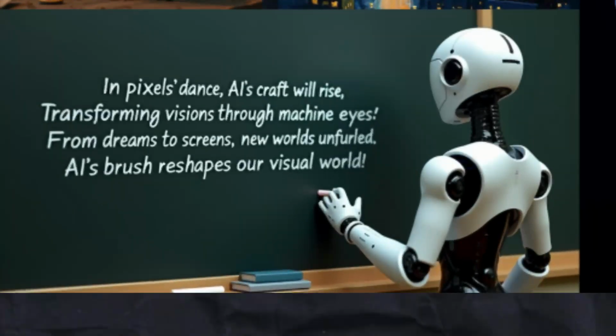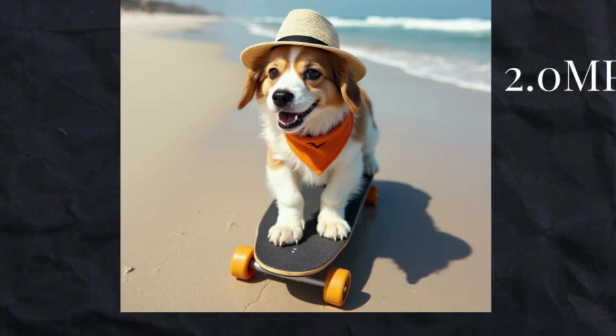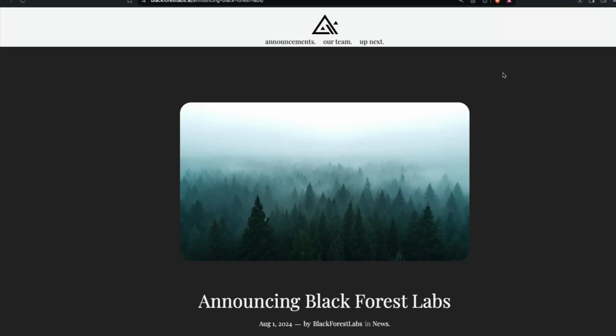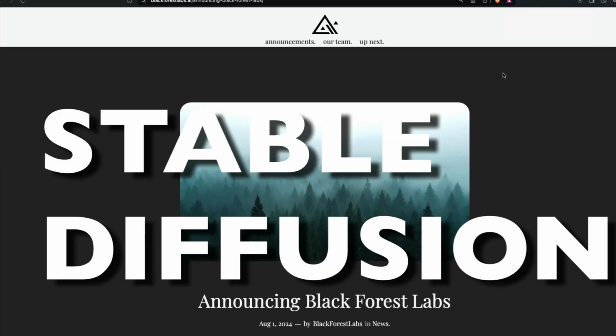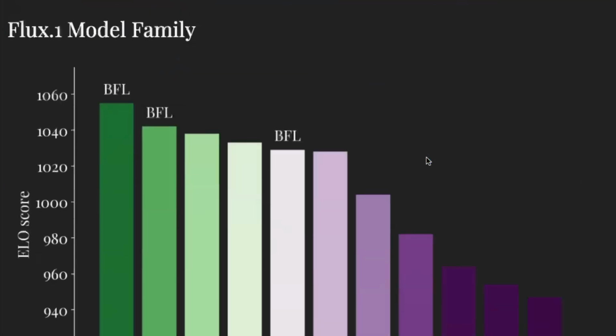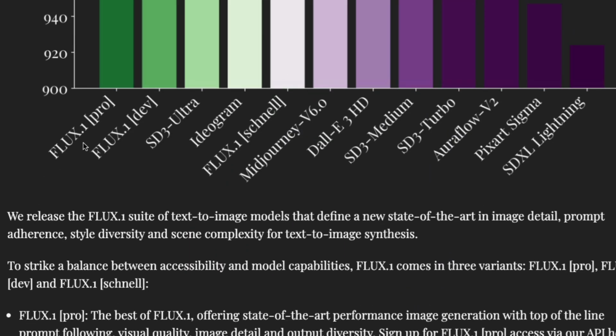A new text-to-image generation startup has been born today, and it blows every single competition out of the way. This is a new startup by a bunch of ex-Stable Diffusion guys, not Stability AI, the original Stable Diffusion guys. The new company is called Black Forest Labs. They have released a family of models named FLUX. They've released three models to be specific: FLUX Pro, FLUX Dev, FLUX Schnell.